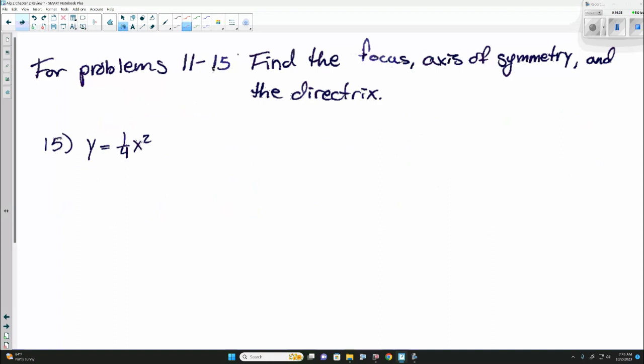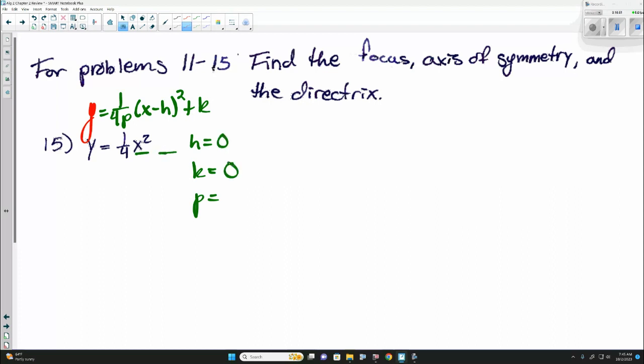Lastly, of this type is this here. We need to find the value of h, k, and p. Nothing added inside the parentheses, so h is 0. Nothing added onto the end, so k is 0. And our p value is equal to 1 over 4 times the number in front of our squared term, 1/4. We plug that in, we would get 1.